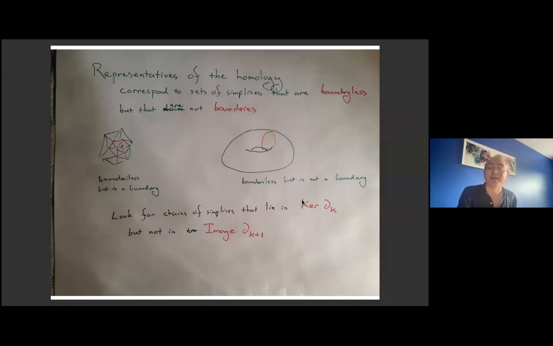And to do that, we're going to ask linear algebraic questions. We're going to try to identify things that are in the kernel of the boundary map. But we're going to try to exclude things that are themselves boundaries. So I'm going to stop sharing now.